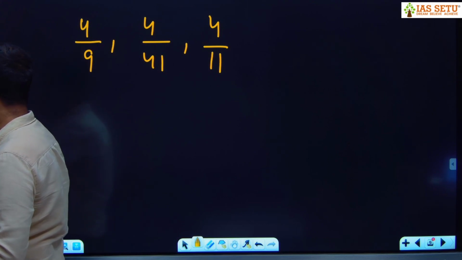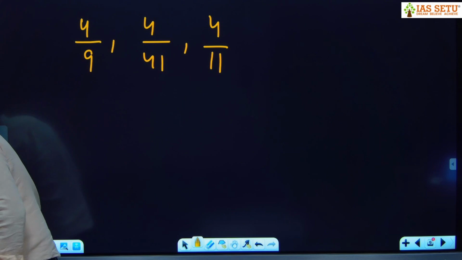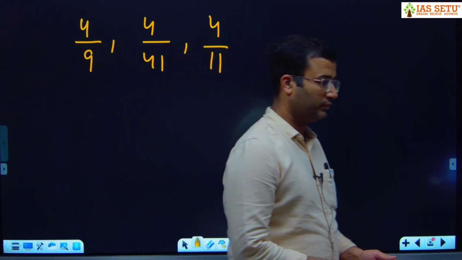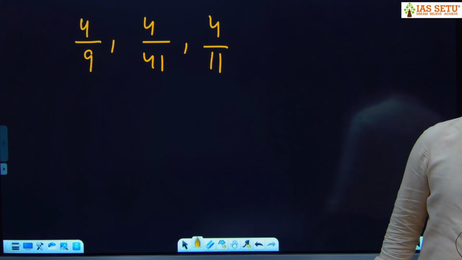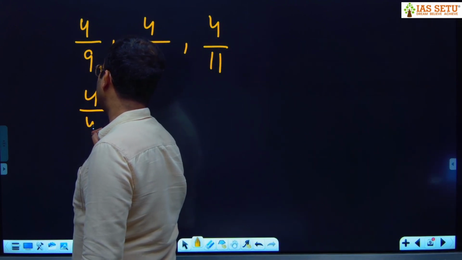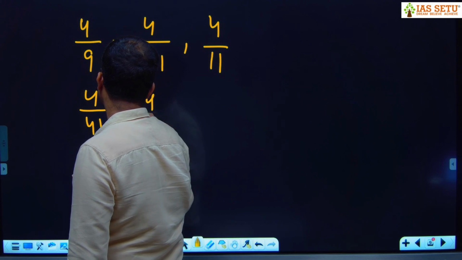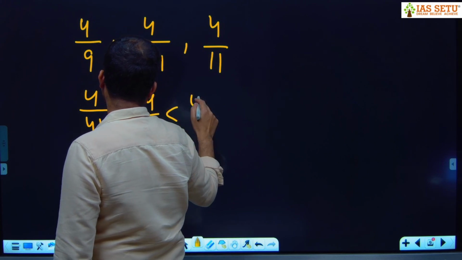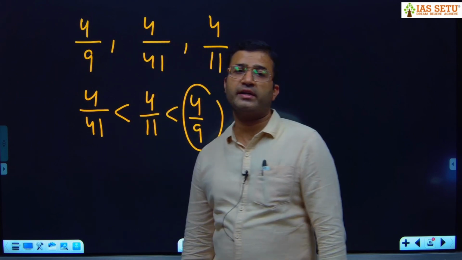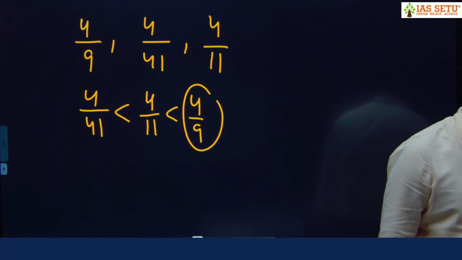So here, the bigger the denominator, the smaller the value. So 4 upon 41 is smaller than 4 upon 11, smaller than 4 by 9. Here as a fraction, 4 by 9 is the largest value.